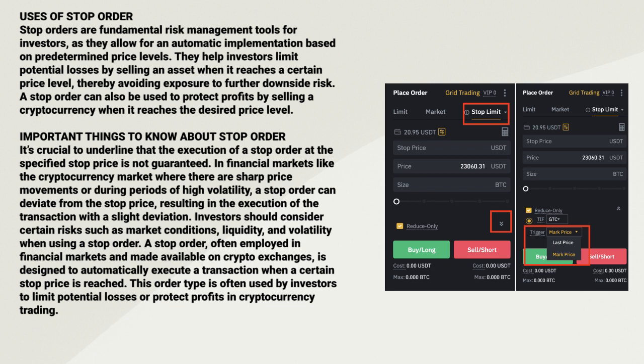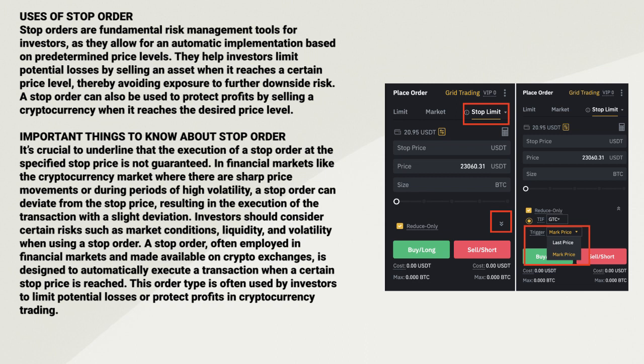It's crucial to underline that the execution of a stop order at a specific stop price is not guaranteed. In financial markets like the cryptocurrency market, where there are sharp price movements or during periods of high volatility, a stop order can deviate from the stop price, resulting in the execution of a transaction with a slight deviation. Investors should consider certain risks such as market conditions, liquidity, and volatility when using a stop order.